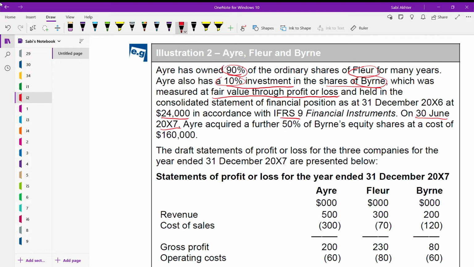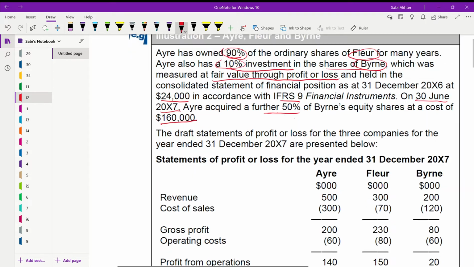I acquired a further 50% of Bryony's equity share at a cost of this one. So he acquired further. This is step acquisition, okay? At a cost of, this is the purchase consideration. Earlier he was having 10%, now he bought another 50%. So he was not a subsidiary that time when first time he bought, but now he became a subsidiary after that 50%, because 10 plus 50, 60%.